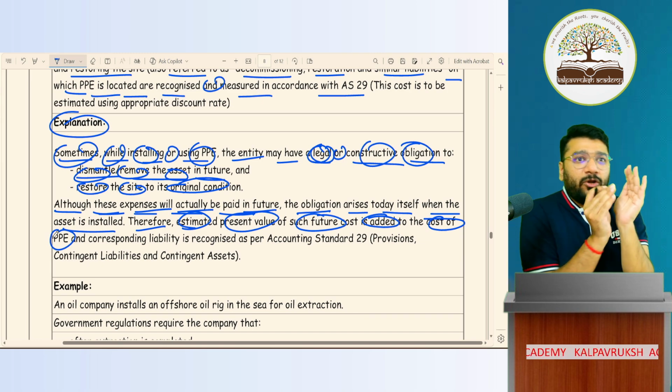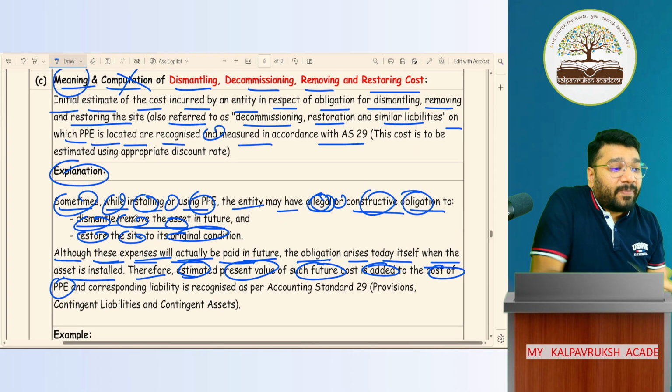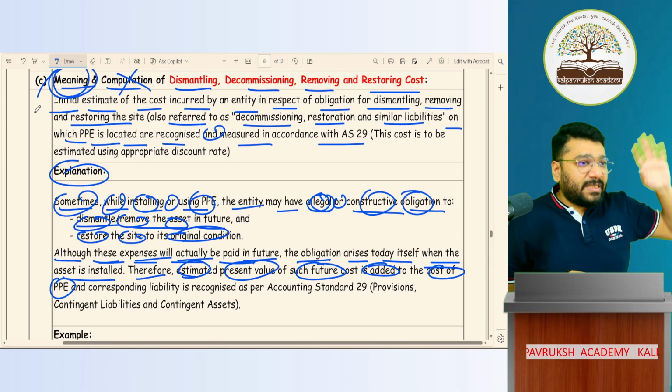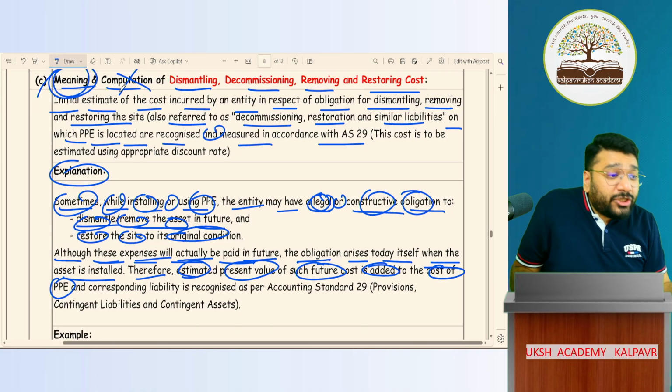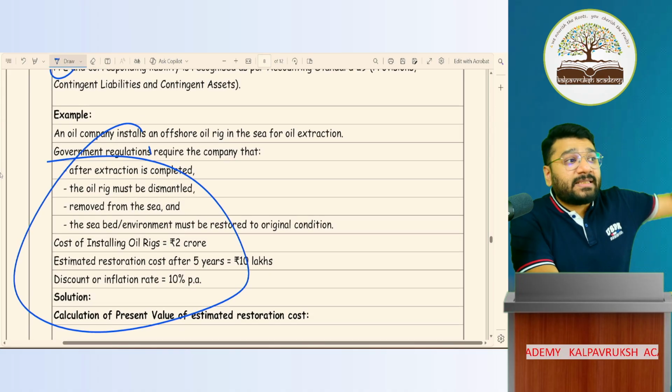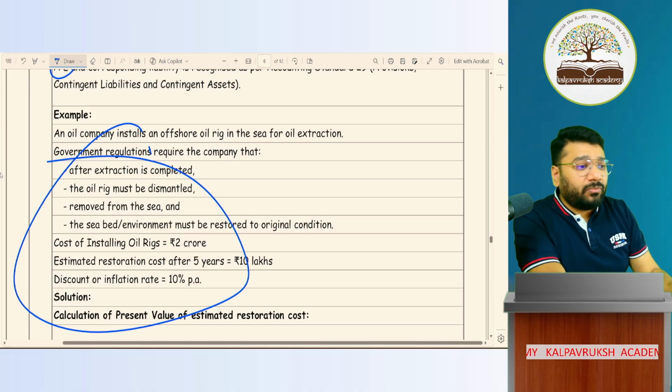I'm just trying to put the meaning of this in perspective. Computation, keep it pending. I have a proper example. The proper example is there. I'll discuss later. I will not discuss the entire example right now. Is that okay?